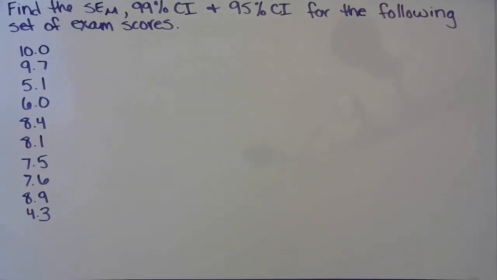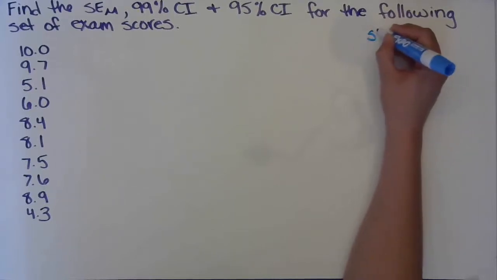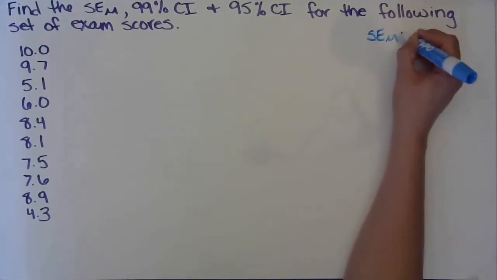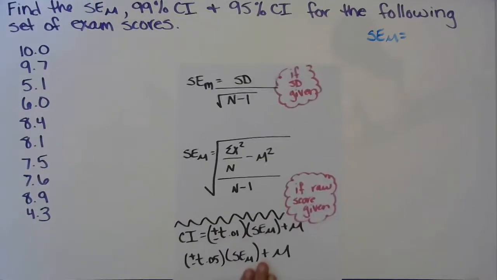Last example. Find the standard error of the mean, 99% confidence interval, and 95% confidence interval for the following set of exam scores. So, now we know that we need to find the standard error of the mean. So let's look at our formula list and see which formula we need to use.